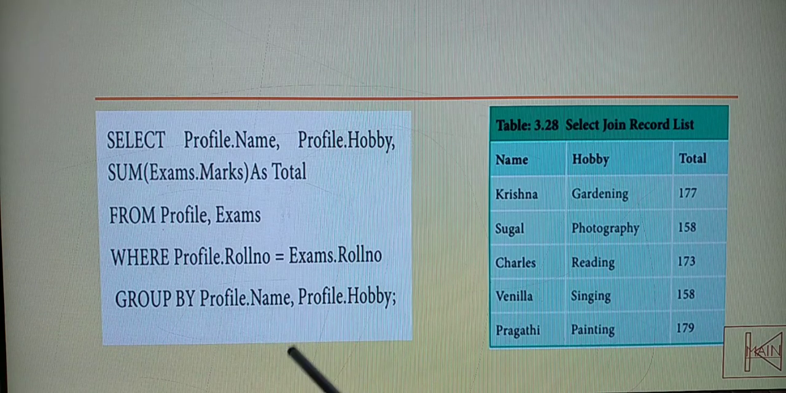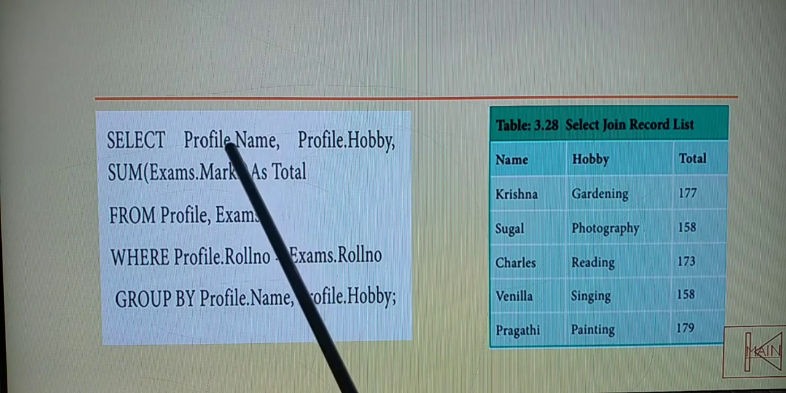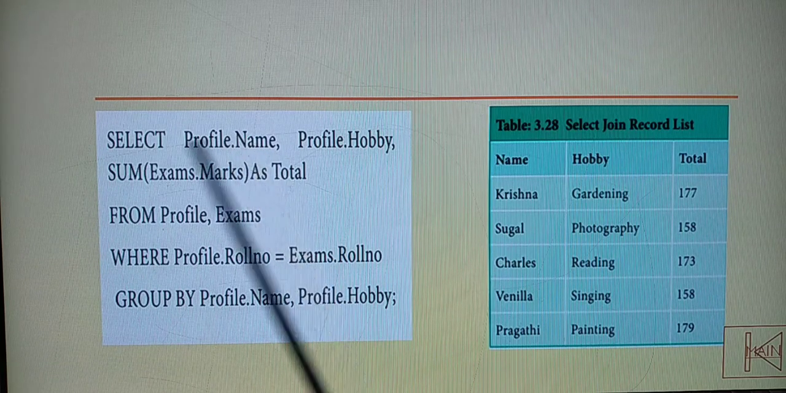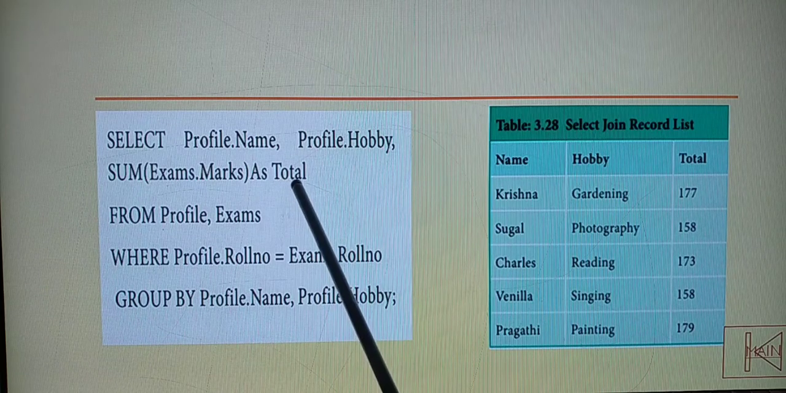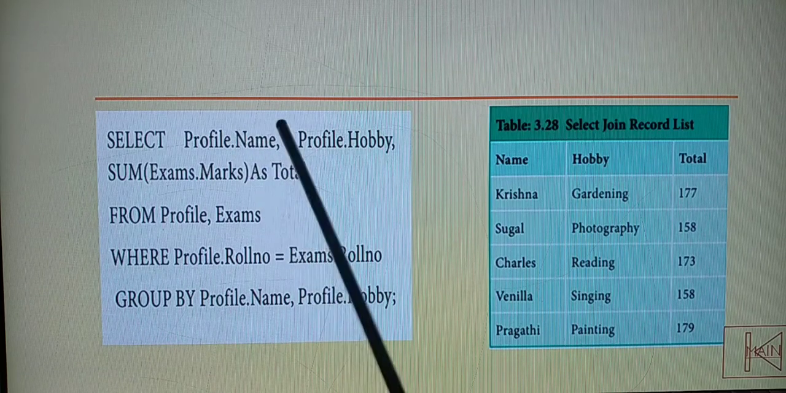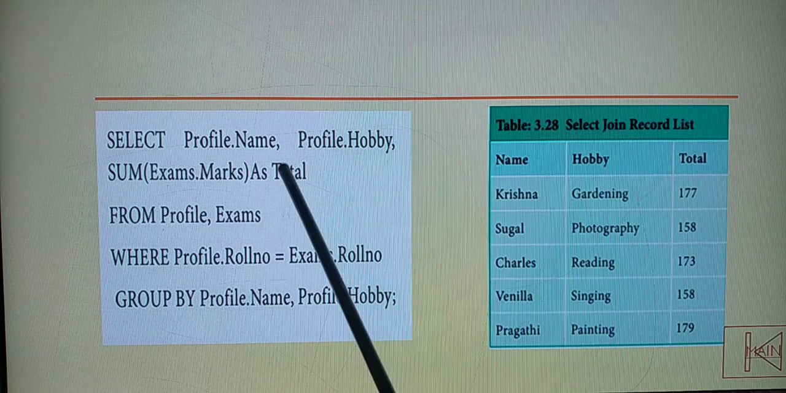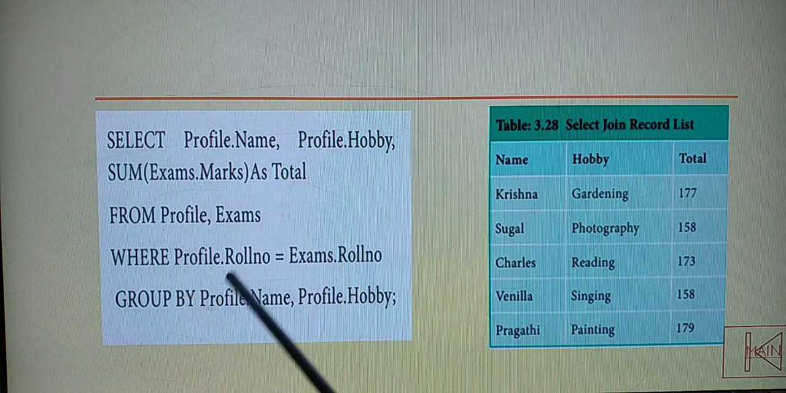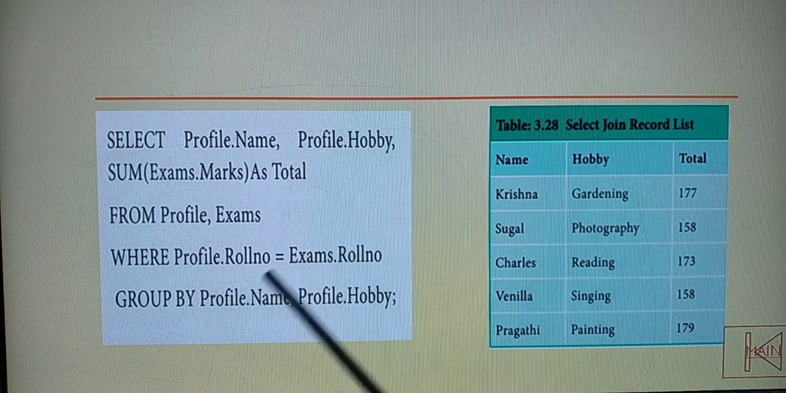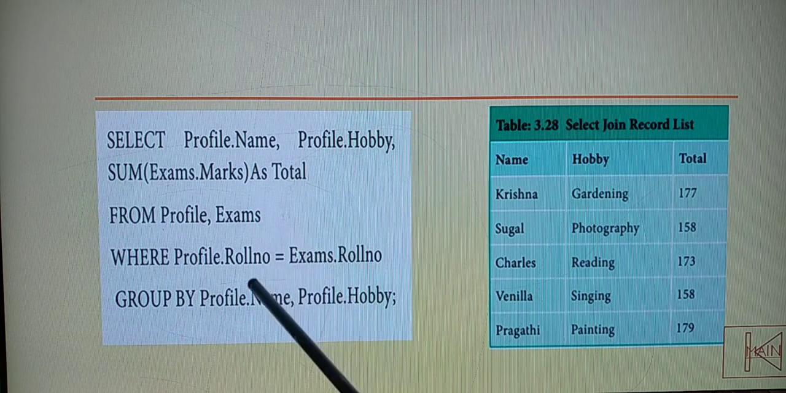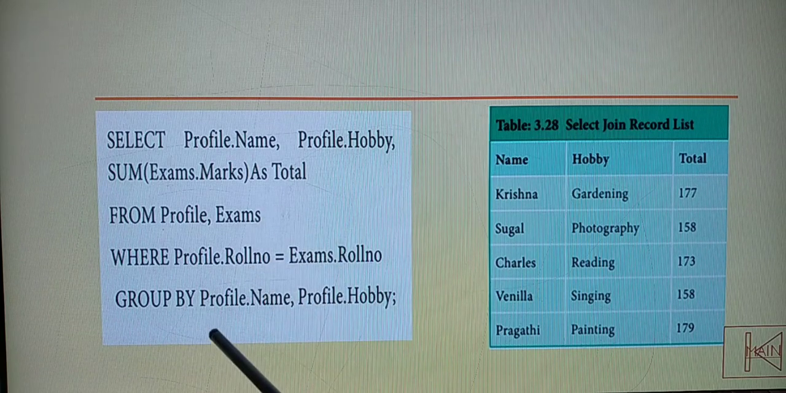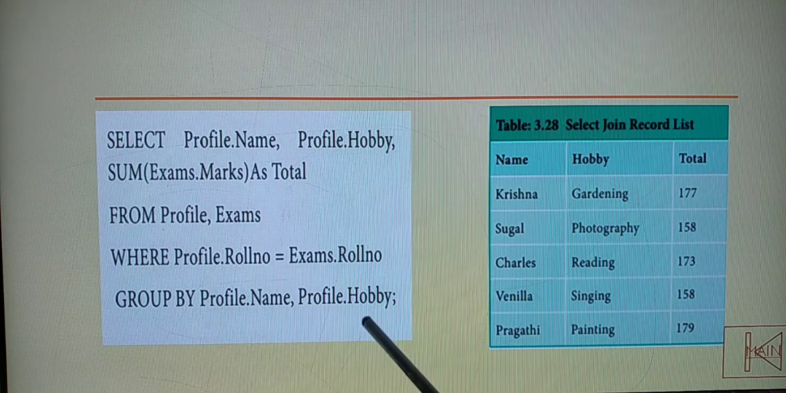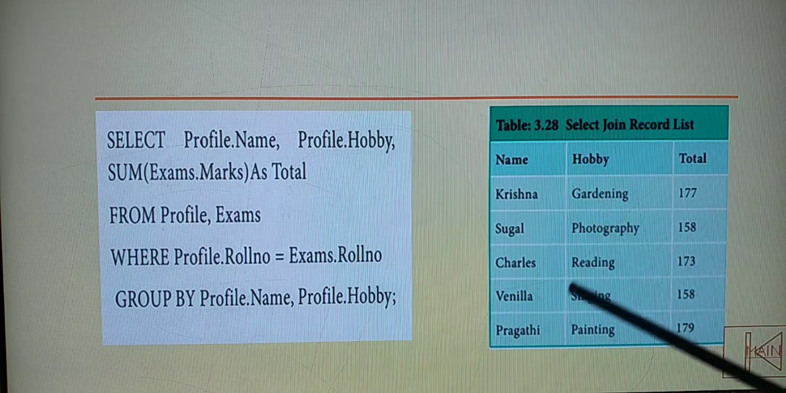So here the name and the profile, that is your hobby, will be grouped for you. So what output will you be having? Here itself we can see what the output will be. You will be having the output name, hobby, total, for which all the roll numbers are equal. The group by will be done based upon their name and the hobby. Yes, this is the output you will be having.